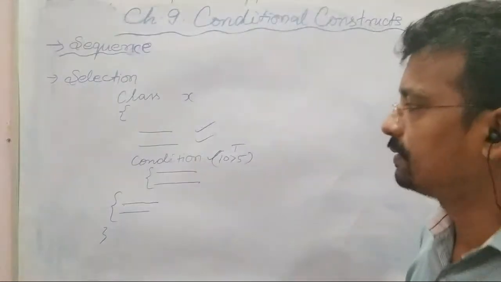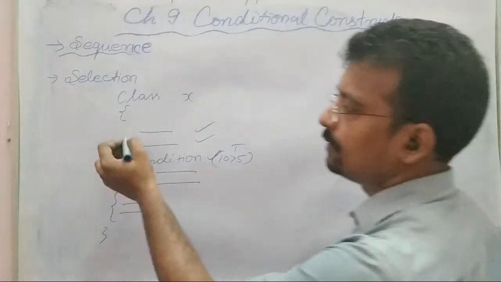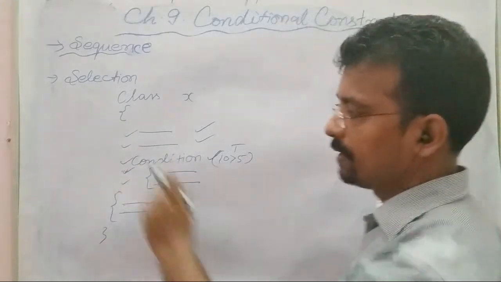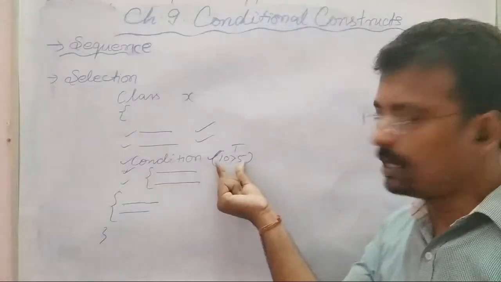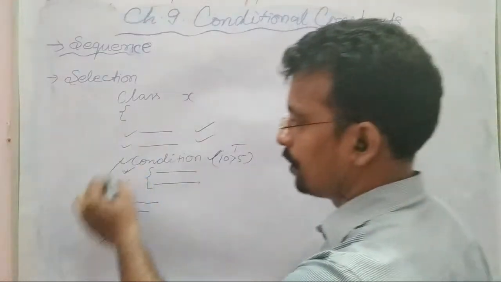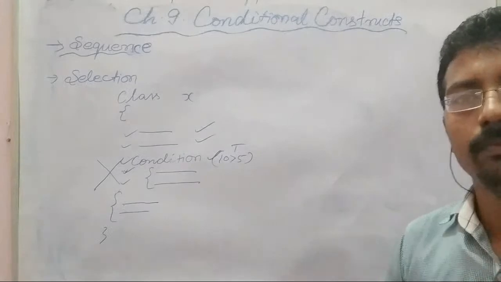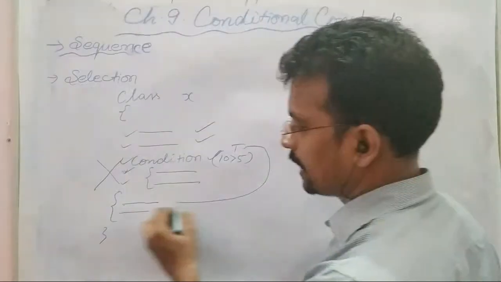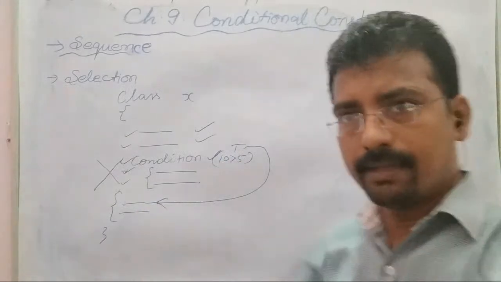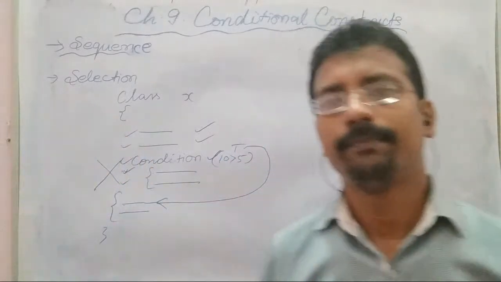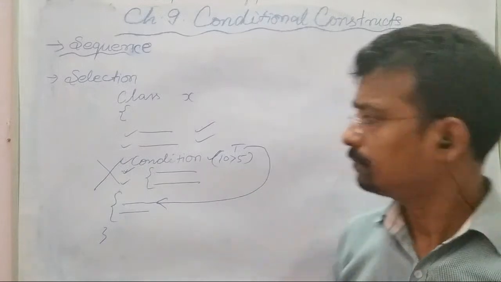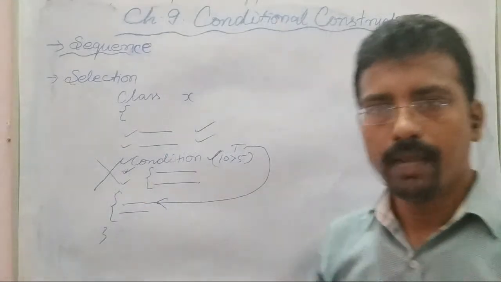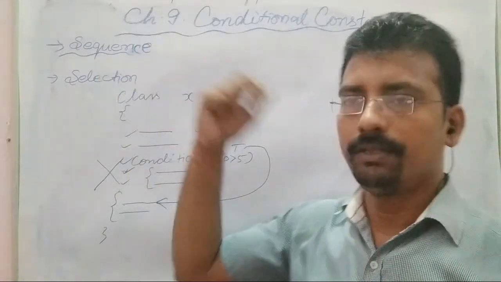So what happens? Normal execution says this should execute, this should execute, this should execute. But the condition says that when this condition gets false, this will not be executed. So where will control go? Control will go from here directly to this statement. This is the disturbing of the sequence. Is it? So any kind of operation like this we can perform in the selection construct.